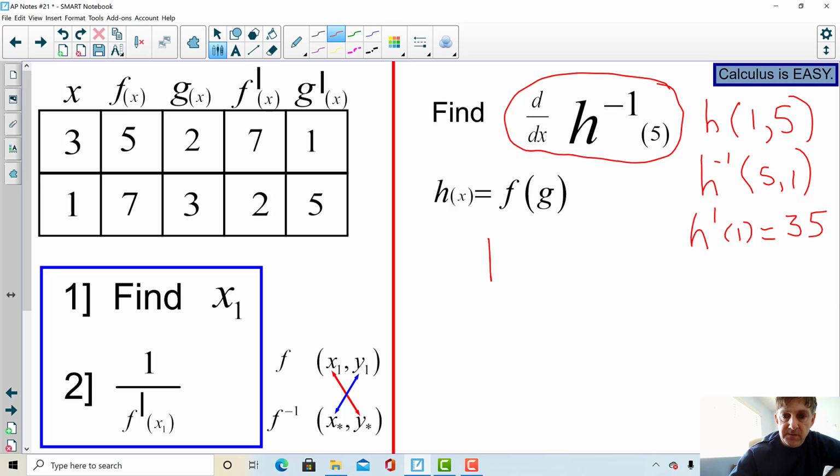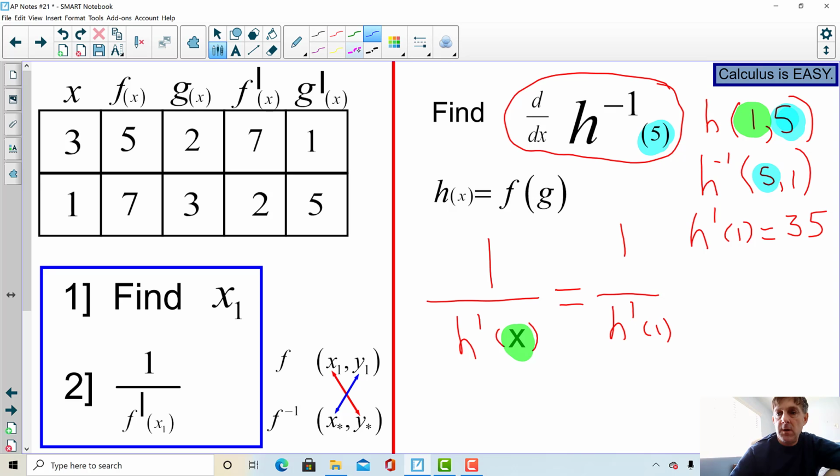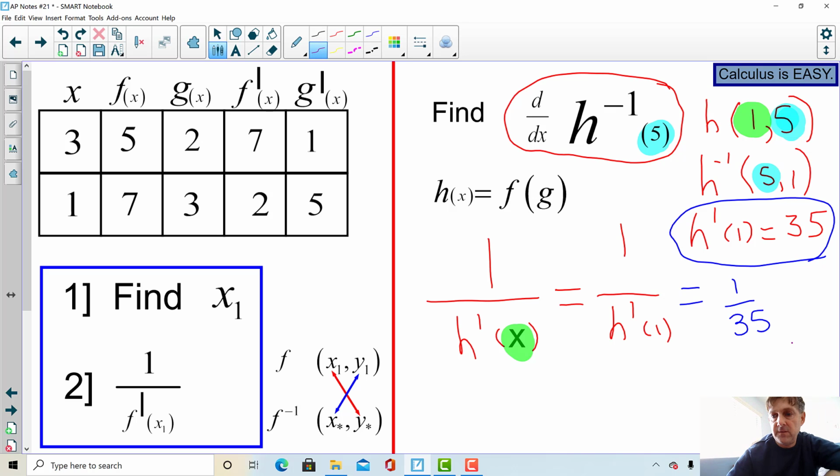We already know the derivative of the inverse is just going to be 1 over h prime of x. The problem is, what value of x do we use? Let's take a closer look. This x value belongs to the inverse, so the 5 would actually be the y value for the original function. So the x value from the original function is really going to be a 1. So the answer for the derivative of h inverse when x is 5 is 1 over h prime of 1. We already figured out that h prime of 1 is 35. So your final answer is 1 over 35.